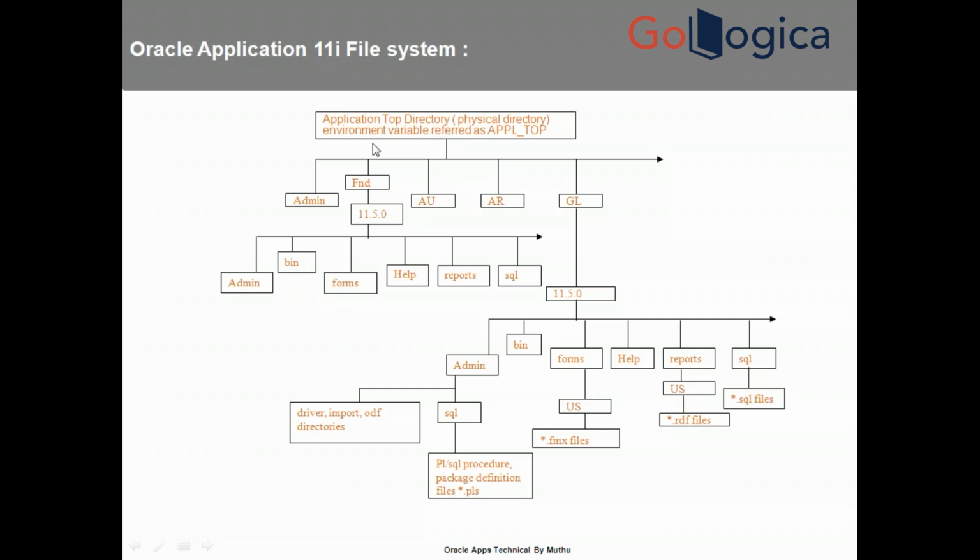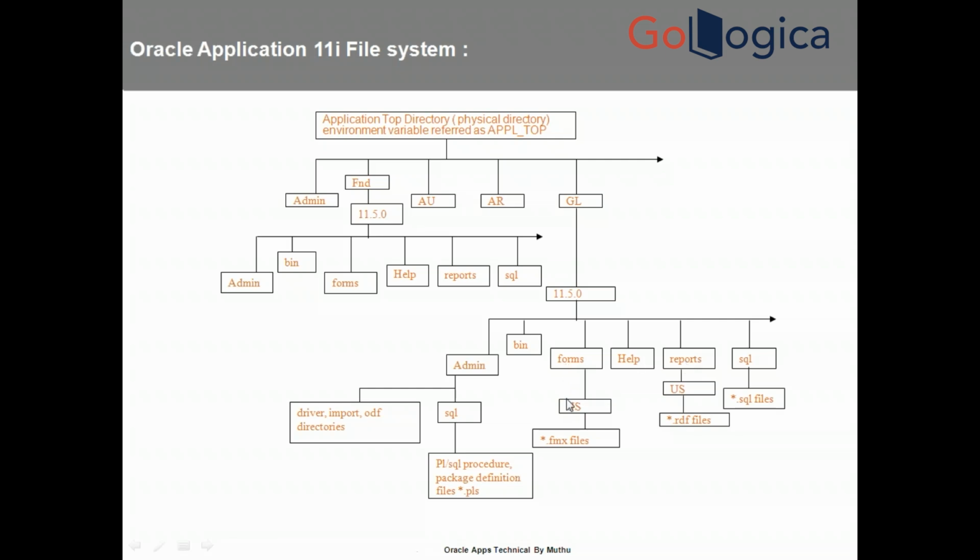So the application tops are divided this way, where everything is going to be stored. See, 11.5.10 version has the same structure, but the version will change here. Ours is R12. Under the R12 version, admin top will come, bin folder will come, forms folder will come, reports folder will come.